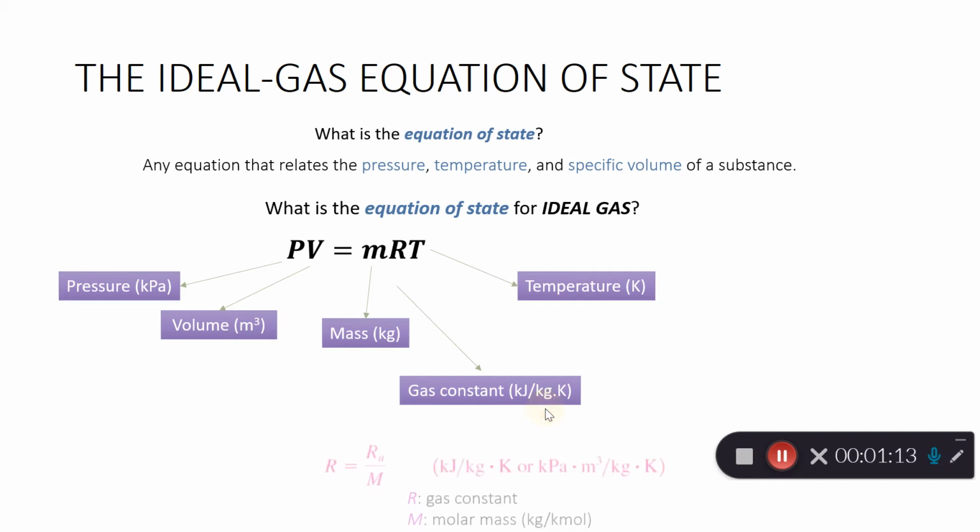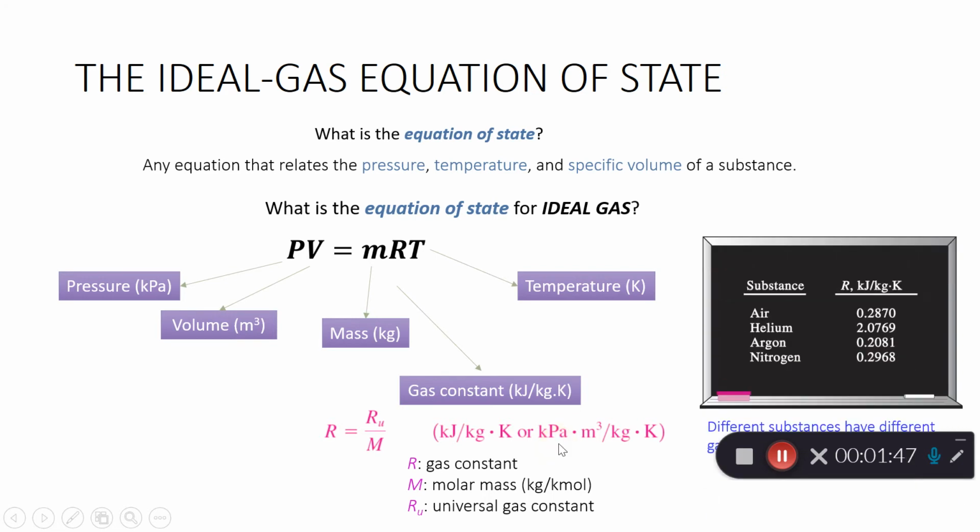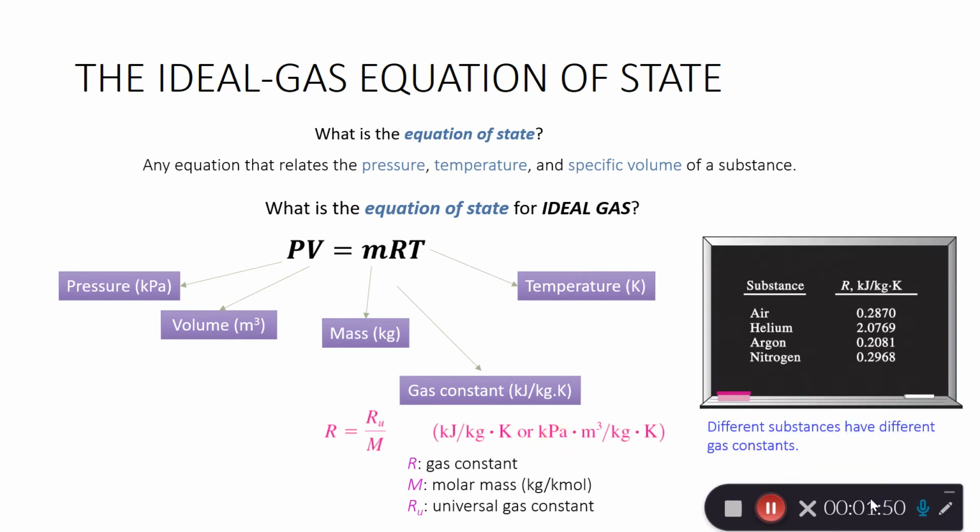Alright, now the gas constant is a constant derived from this equation. R here equals Ru, which is the universal gas constant, a fixed value, divided by the molar mass. If you recall from your subject Structures and Properties of Materials, molar mass is unique for each substance. So for example, oxygen will have its own molar mass and CO2 will have its own molar mass. Nitrogen will have its own molar mass, etc. So you have different values of gas constants.